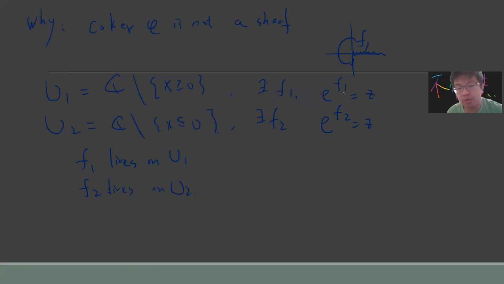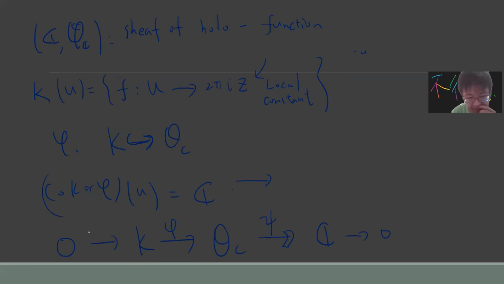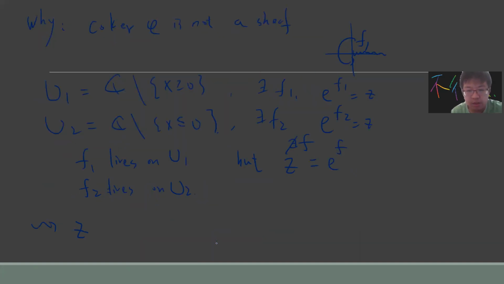Right, so you can take these two functions, exponential f1 equal to z locally, I mean globally on U1, and f2 goes to z. But I know that there's no global function f such that z goes to exponential of f. So from this map, I know that z is non-zero.